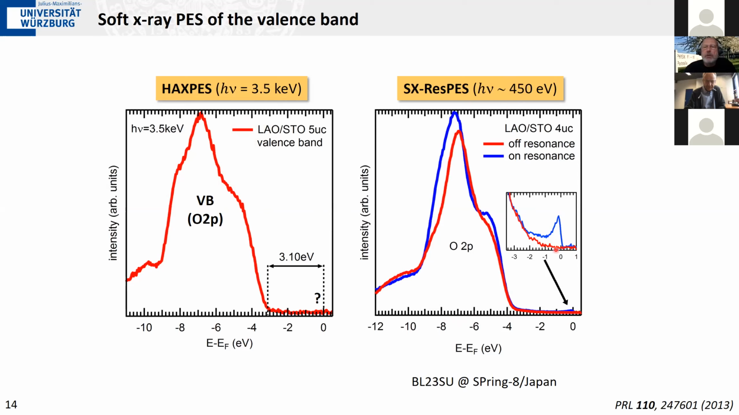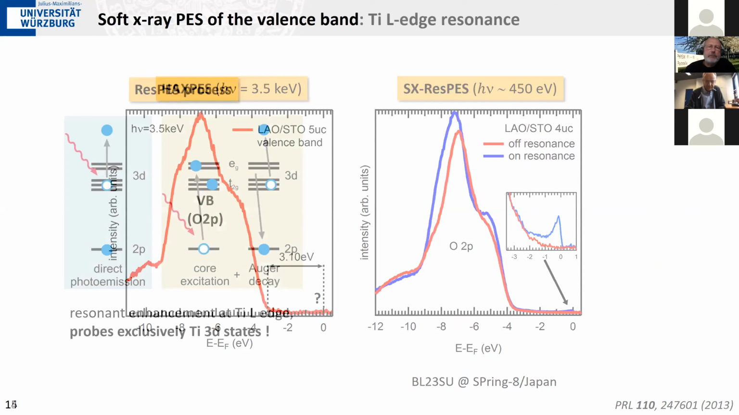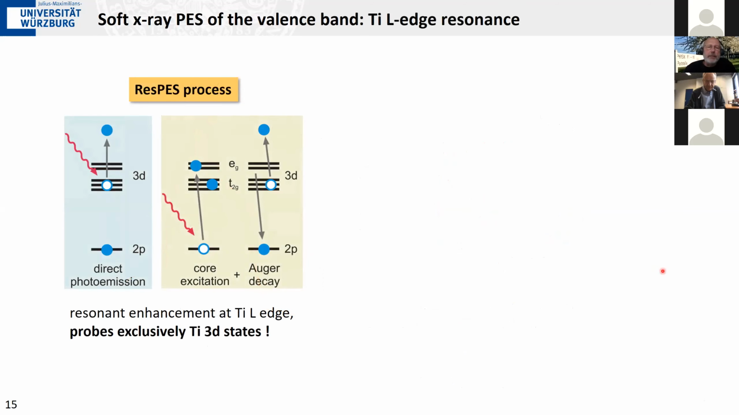A sharp peak, which is cut off by a Fermi-Dirac distribution function, a clear indication that we have some metallic density of states here. And what's going on? Why do we suddenly see some intensity here? This is shown here. We have two processes which interfere with each other quantum mechanically.